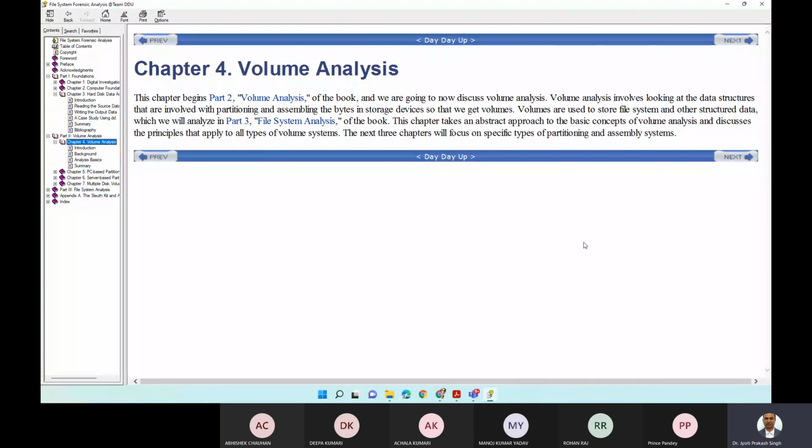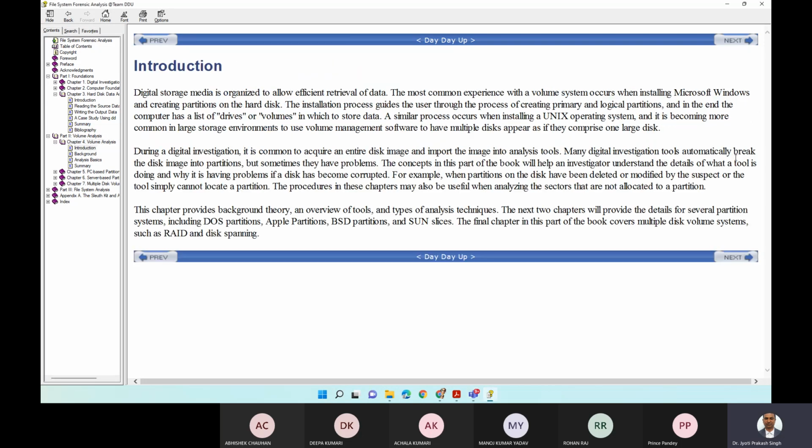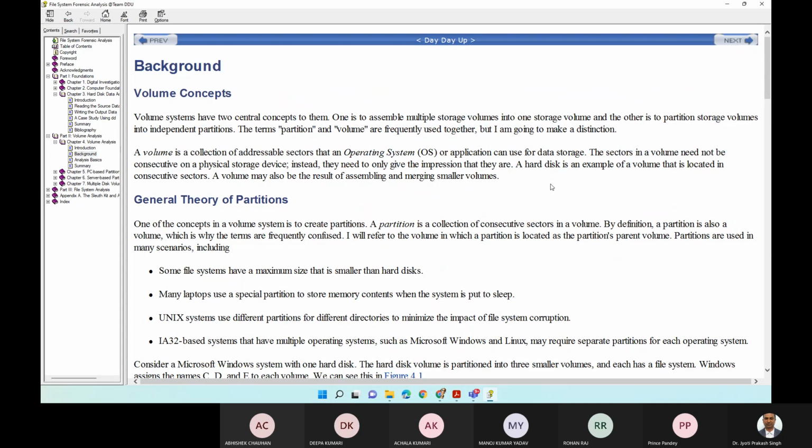Now volume is something which all of you know. Can anyone tell what a volume is? Speak up, everyone knows this. It is similar to partitions that we have in our computers.